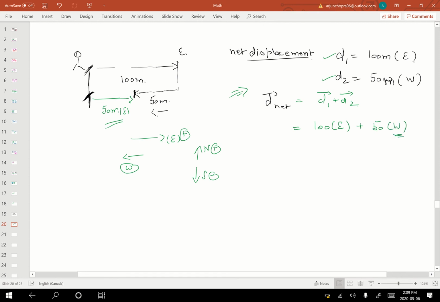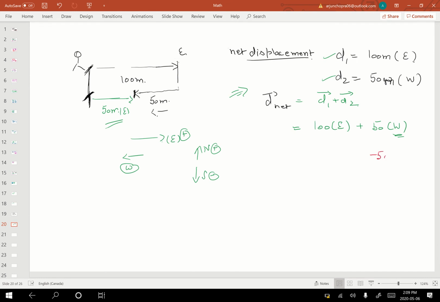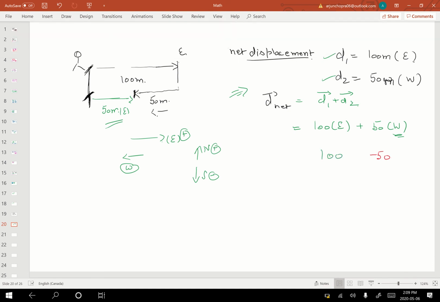Because this is in the west direction, I will change the sign. So this will become negative 50, and this 100 is positive, so this value will remain positive. So 100 minus 50 is 50, and because the final result is positive, this will come out to be 50 meters east direction. So that's the net displacement for the person. Remember this: the most important thing is net displacement is always with respect to the starting point.